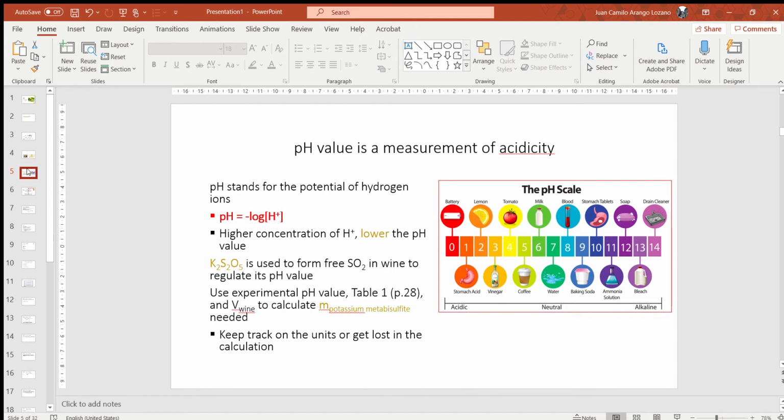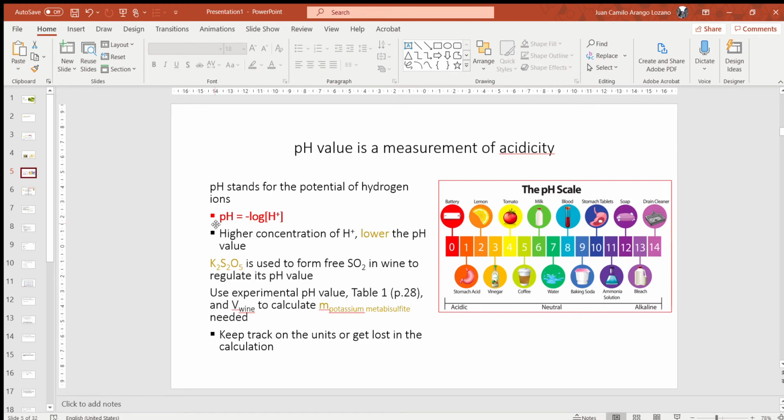Another important fact in this case is that a pH value is the measurement of acidity. I'm pretty sure you have seen this before, but this is the pH scale. Remember that in the pH scale, the lower the pH, the higher the acidity, whereas the higher the pH, the more alkaline or basic the solution you will get. So, for instance, battery acid is going to be at a very low pH, which means it is very acidic. Whereas, for instance, bleach is going to be really alkaline because it has a low concentration of hydronium ions.